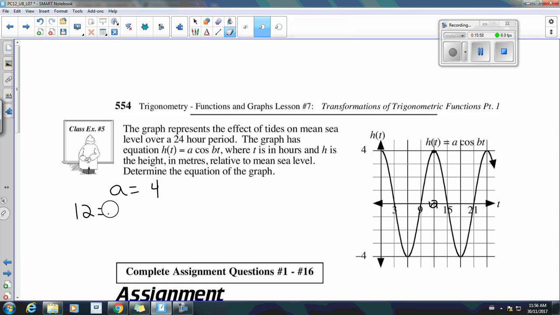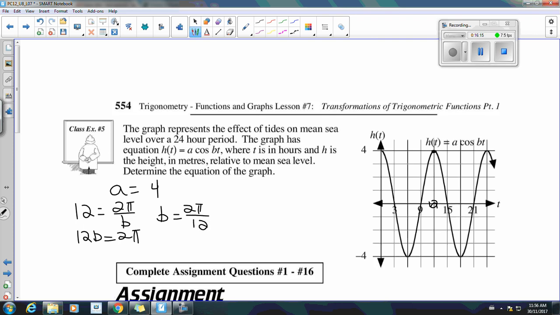So if our period is 12, we need to find our b value by going 2 pi over b. So I can multiply both sides by b. That gives me 12b equals 2 pi, and divide by 12. So this gives me a b value of pi over 6. Remember, this is just a number. So yes, sometimes we use pi over 6 to represent an angle, but it's really just a number. Pretty close to 1/2 because pi is 3.14.